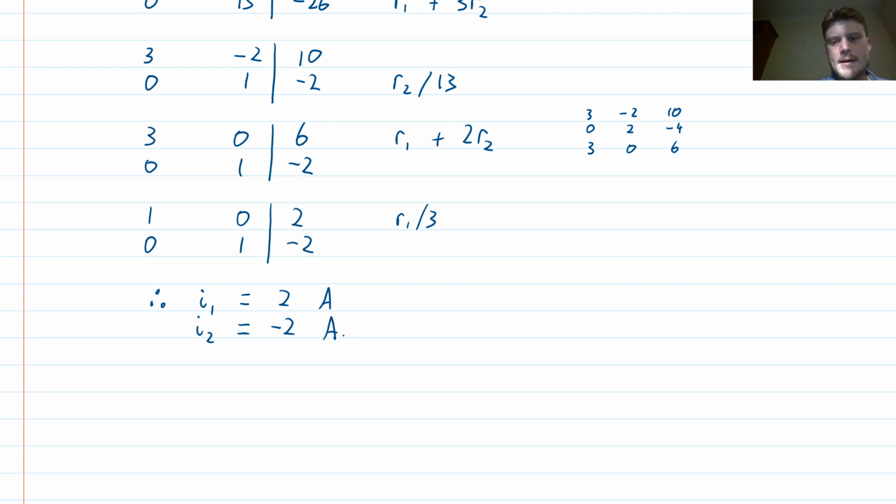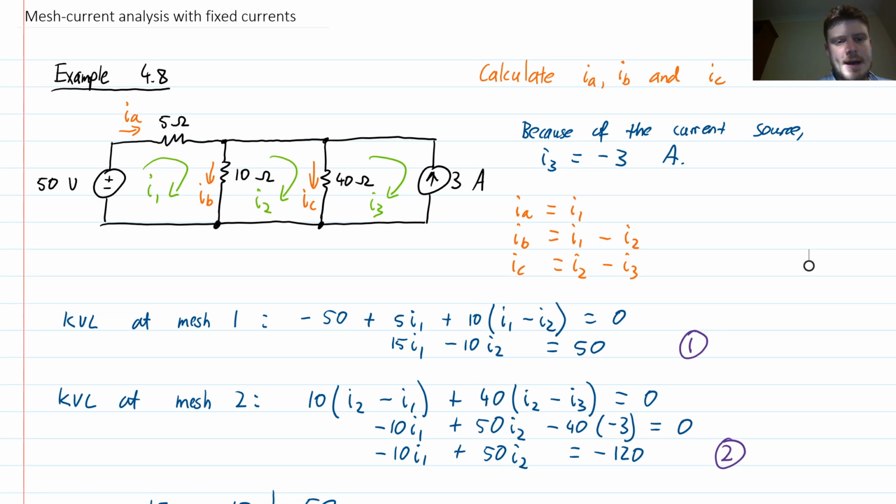So then what I need to do to finish this question is go back and express this in terms of the variables IA, IB, and IC. So given what I know about I1 and I2, it's just a matter of substituting that in. I'll leave that as an exercise for you to do.